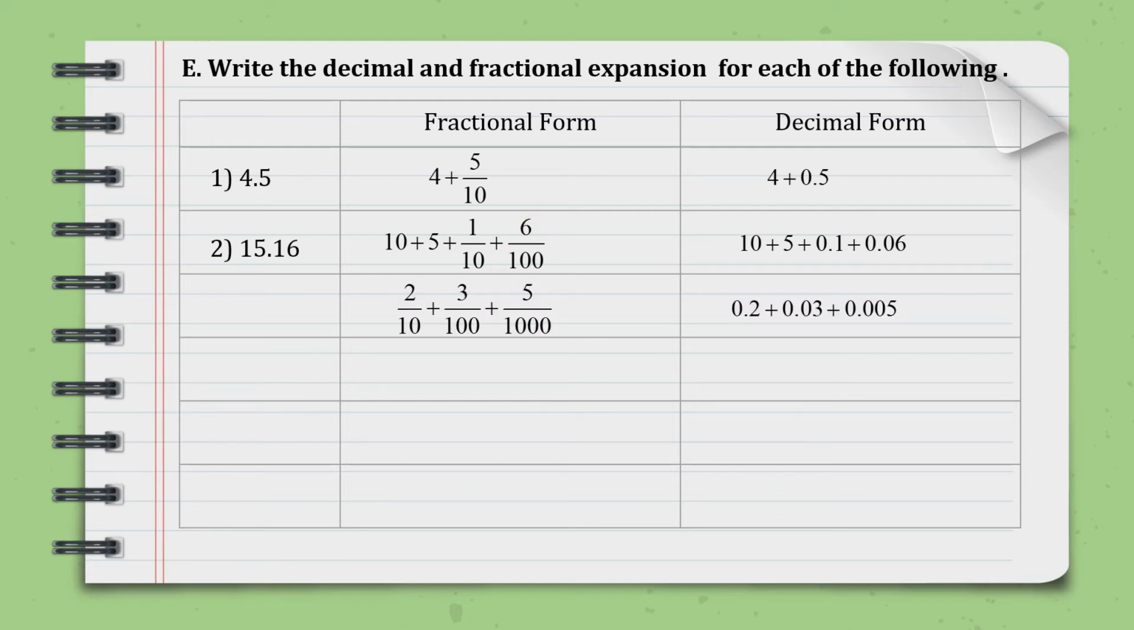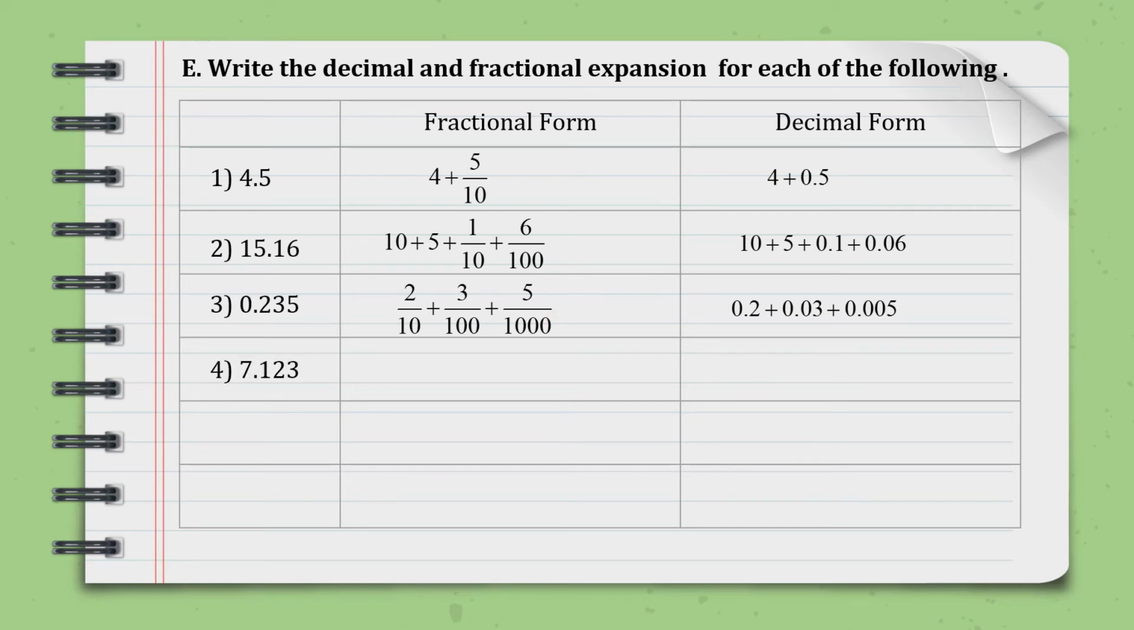Next example was 0.235. So here whole part is 0. So 2 is at the tenths place, that is 2 upon 10. Then 3 upon 100, then will come 5 upon 1000. 2 upon 10 can be written as 0.2. 3 upon 100 can be written as 0.03. And 5 upon 1000 can be written as 0.005.